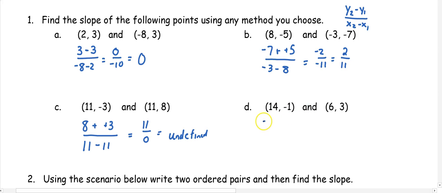And then in D, we would have 3 minus negative 1 over 6 minus 14. Two negatives make a positive, so we have 4 over negative 8. And that reduces to negative 1/2. Remember, it doesn't matter where the negative is as long as there's an odd number of negatives, so you keep your negative in there.